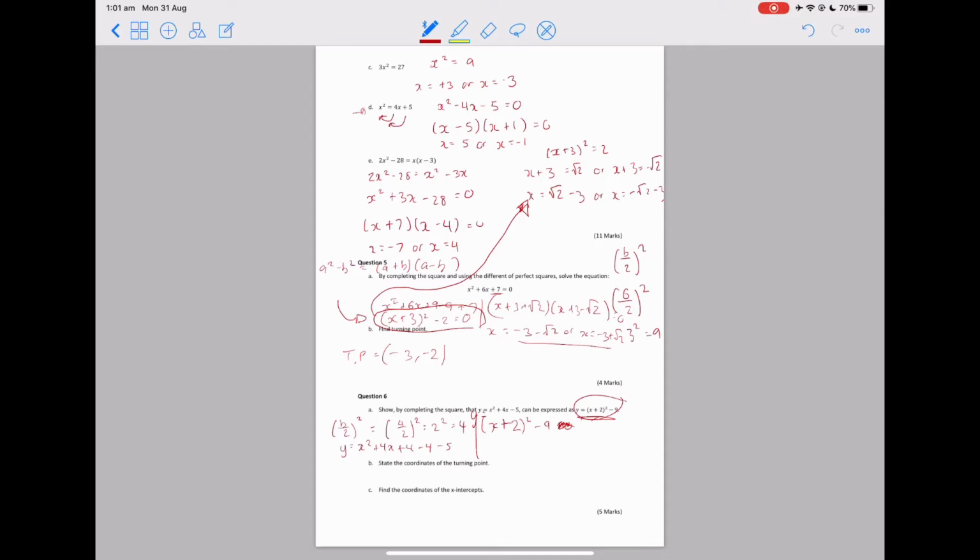And for part B now, part B wants you to state the coordinates of the turning point. So this is already in the turning point form. So hence you're going to write your answer as TP is equal to -2, -9.